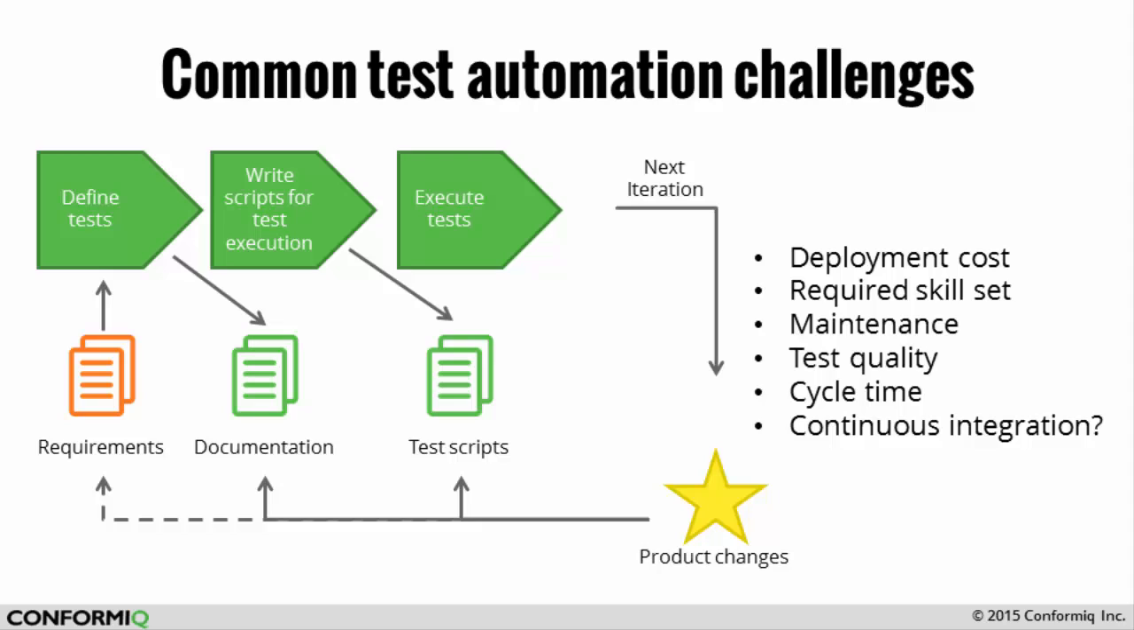In a typical test automation process, test specifications are written based on product requirements and scripts for automatic test executions have to be written separately. Test automation requires a special skill set in testers and it is difficult to deploy. Whenever the product changes or the team moves to the next sprint, this process has to be repeated.